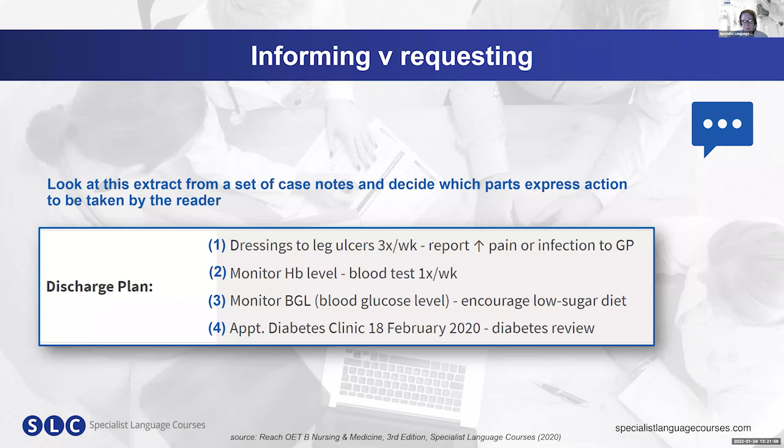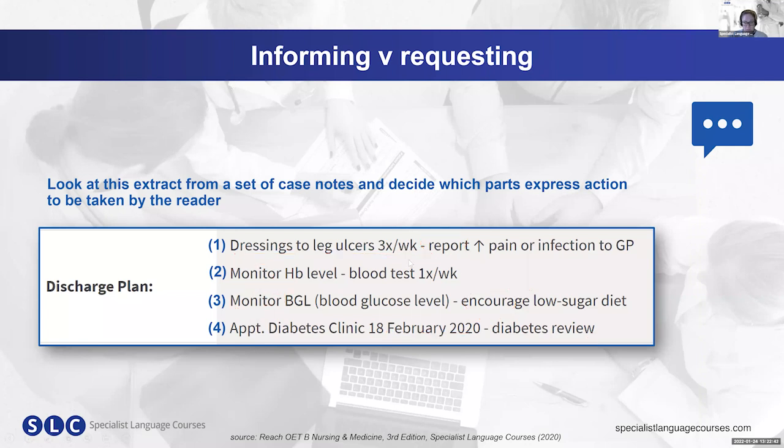Well, remember what I said about the verbs. So we've got a verb here, we've got a verb here, and here, and here. Okay, and we know we're writing to the nurse who's going to take care of the patient after they've been discharged. So I think we can safely say that the nurse needs to do this. Here, there's no verb, and we've already got the date. If the date is set, we can assume that the appointment's already been arranged. So we don't need to request this. The reader does not need to take action for number 4. They just need to know because it's useful.